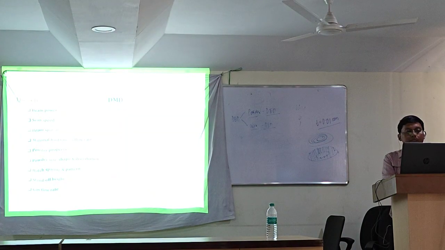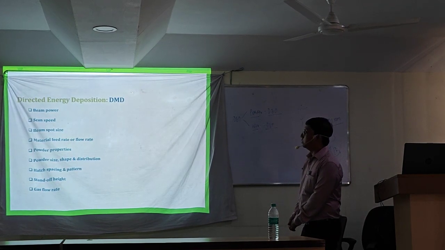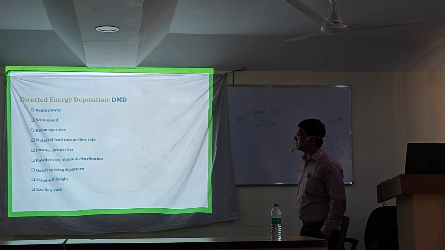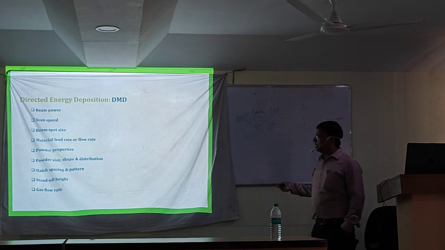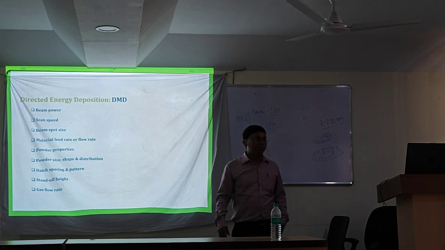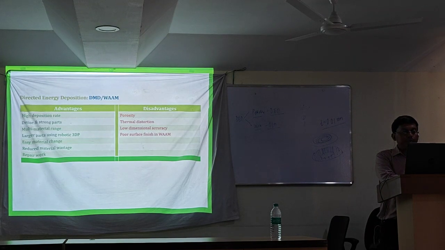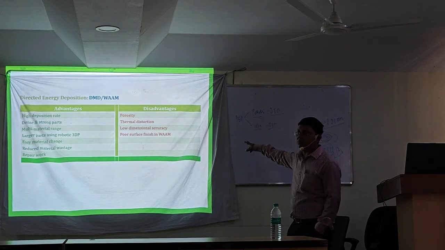Now process parameters, like for powder DED: the beam power, scan speed, beam spot size, which is very important, material feed rate or flow rate, powder property, powder size, shape and distribution. In the case of wire DED, the standoff height is also an important process parameter. Now, in general, the advantages are that high deposition rate is possible, dense and strong parts can be manufactured, and multi-material is possible. But the disadvantages for both processes are porosity, thermal distortion, low dimensional accuracy, and very poor surface finish in the case of the wire process.